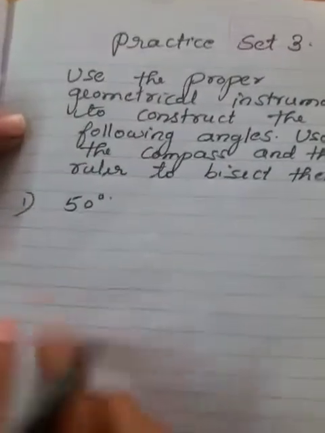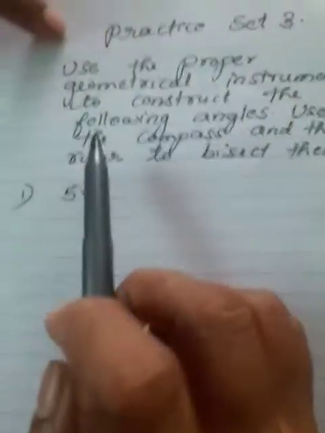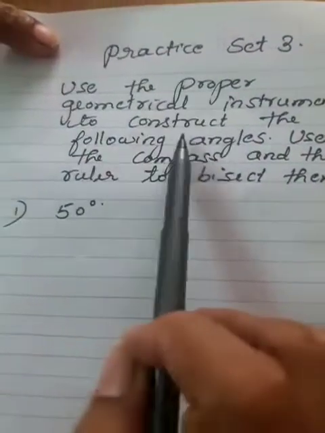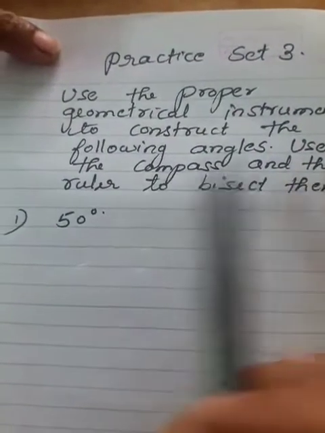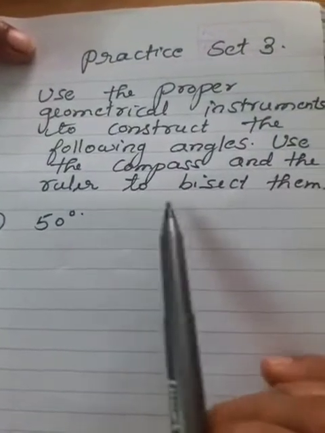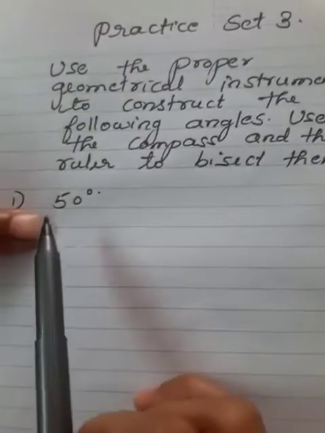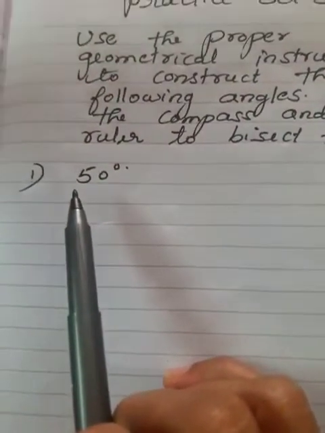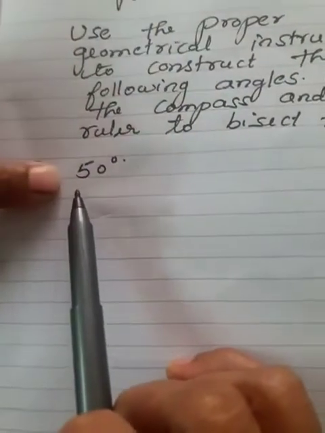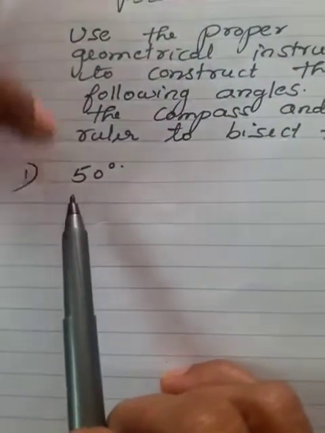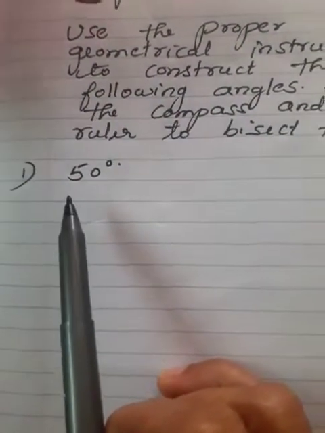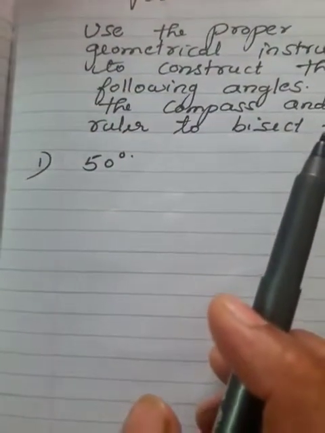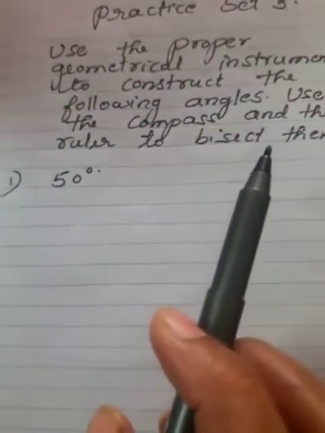Suppose, for example, now look at practice set 3. Here what is given? Use the proper geometrical instruments to construct the following angles. Use the compass and ruler to bisect them. The measure of the angle given here is 50 degree. So first what you should do? You should first draw an angle of measure 50 degree. Correct? You know how to draw an angle of measure 50 degree using the protractor. Then we have to divide the angle into two equal parts by using compass and ruler.